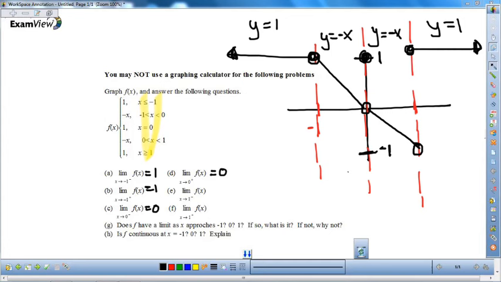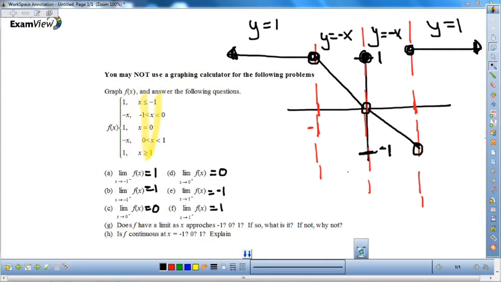The next one says, find the limit as x approaches 1 from the left. As x approaches 1 from the left, the y value is getting closer and closer to -1. As x approaches 1 from the right, so from right to left, the y value is approaching 1.